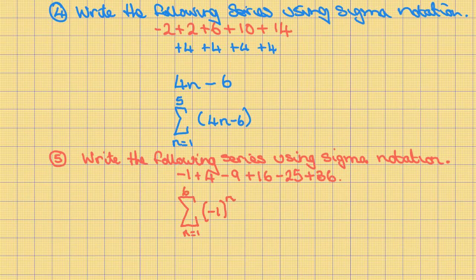And if you look at the numbers, they are the square numbers. So it's n squared. So this series is sum up from n equals 1 to n equals 6, n squared, but we want an alternating negative and positive, so it is -1 to the power of n.